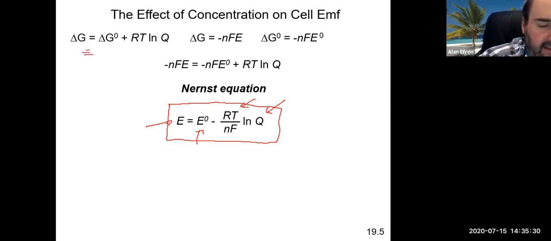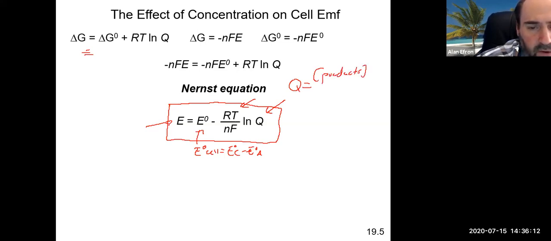That first E, you could think about as E of the cell under non-standard conditions. This would be our E of the cell under standard conditions, like the SRP table. You do your cathode minus your anode using your SRP values. The R and the T are the exact same thing we've been using in that last problem. That's the gas constant, 8.314, the temperature in Kelvin, and n is still the number of moles of electrons. F is our Faraday's constant, and Q is our good friend that we've seen all semester here. That, again, is our products over our reactants.